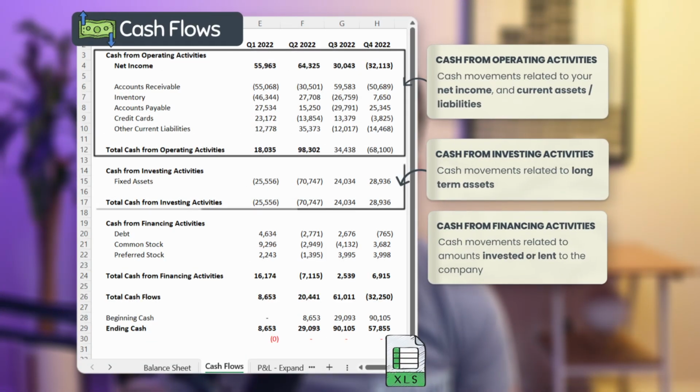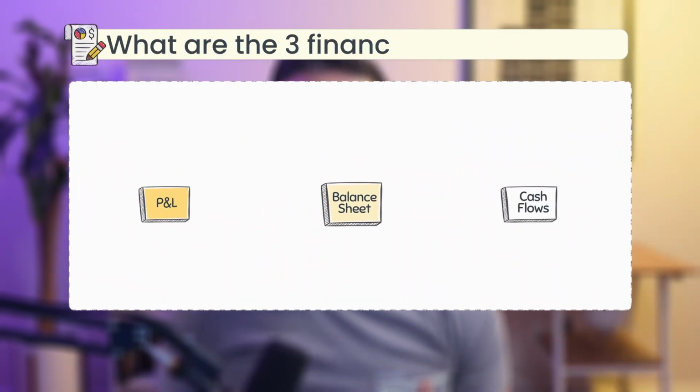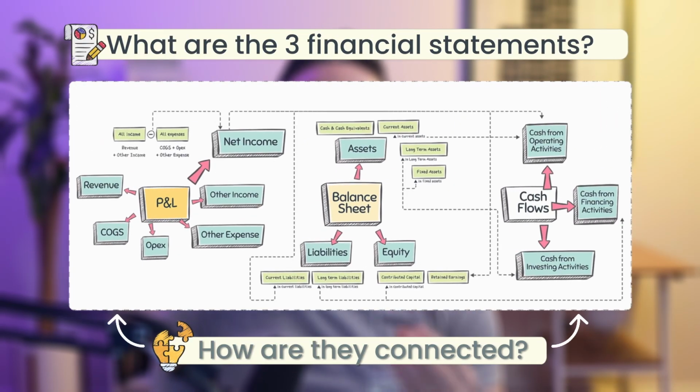All right, that's pretty much all the connections between these two statements. But there's a third statement, the statement of cash flows. And understanding how all three of these statements are connected will unlock tremendous value in your career. And you could watch that by clicking right here.